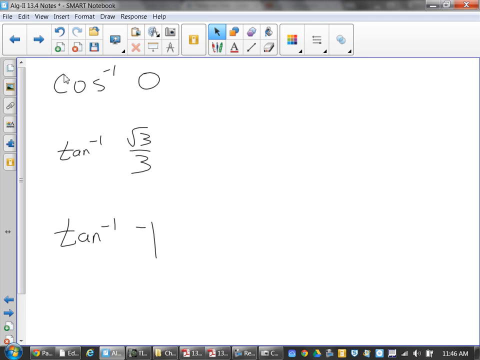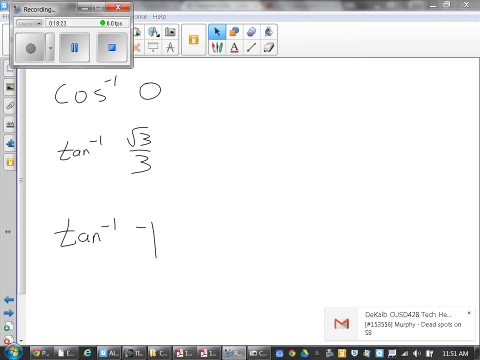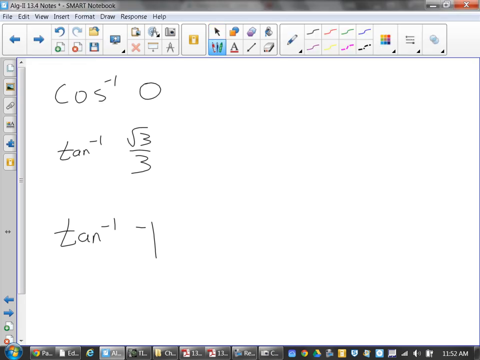Try those three real quick. Take a second. All different problems. For cosine to be 0, we're looking from here to here. Here's 1, 0, 0, 1, negative 1, 0. Which one of them has a cosine of 0? 90 degrees. What's that in radians? Pi over 2. Go to the next problem.